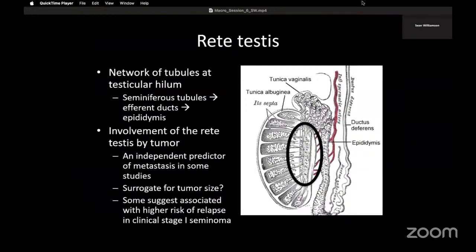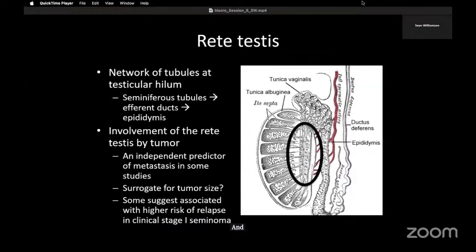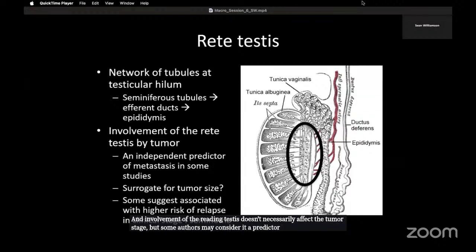The rete testis is the network of tubules at the hilum that connects the seminiferous tubules to the efferent ducts and then to the epididymis. Involvement of the rete testis doesn't necessarily affect the tumor stage, but some authors may consider it a predictor of metastasis. It is possible that involvement of the rete testis is sort of a surrogate for a larger tumor. Some have suggested it's associated with higher risk of relapse in clinical stage 1 seminoma.